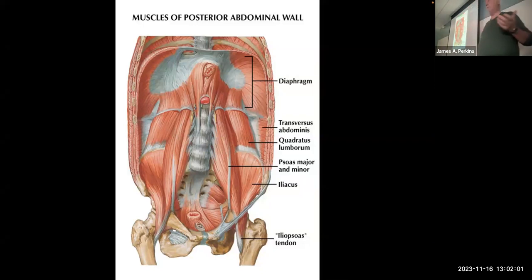Iliacus also helps to flex the thigh at the hip joint. So iliacus and psoas together are both pulling the femur forward, which is flexion of the hip joint. Both of them are innervated by a nerve that you'll see today in lab called the femoral nerve. That femoral nerve is also the major nerve to the anterior thigh. It innervates all the quadriceps muscles in the front of the thigh. But before it does that, it innervates psoas and iliacus muscles here in the pelvis.